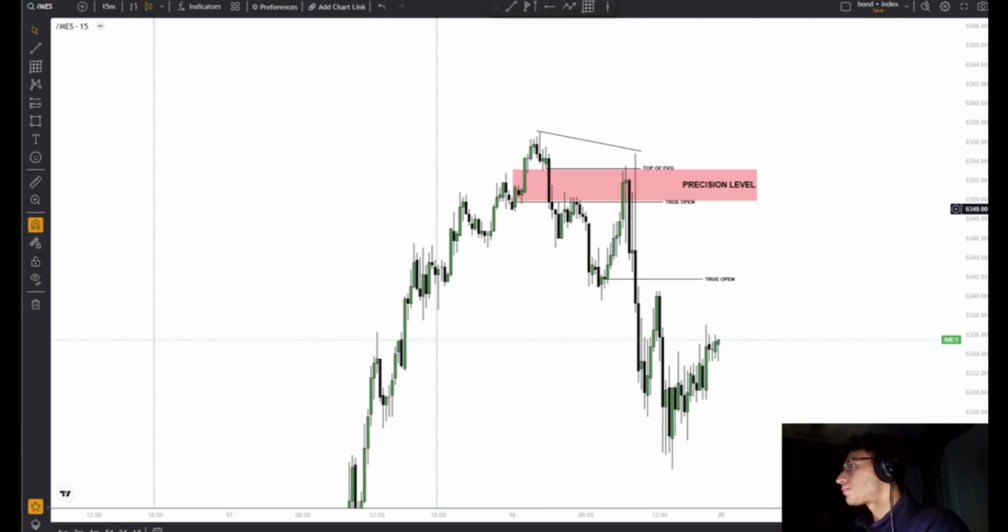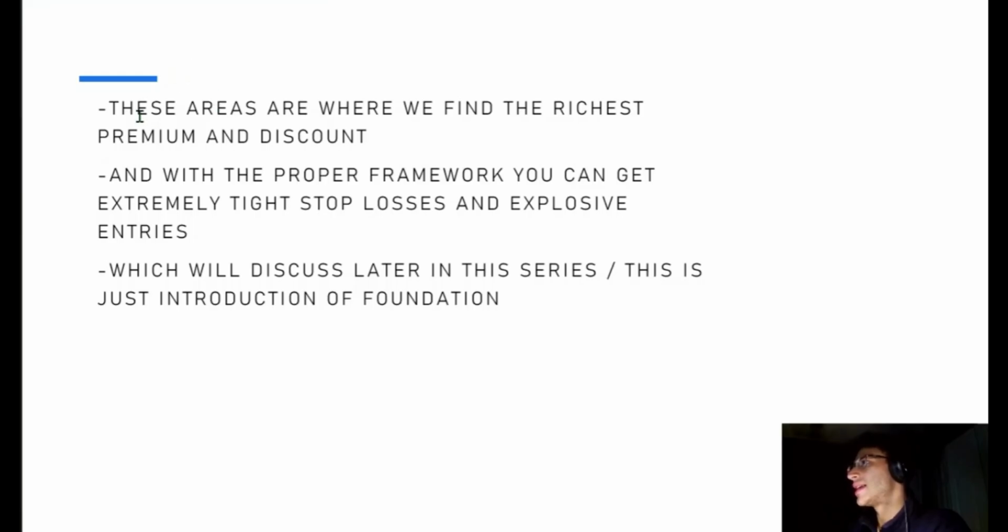And if you have the proper entry criteria, you don't even need anything too crazy. You can just get extremely accurate entries. These areas are where we find the richest premium and discount. And with the proper framework, you can get extremely tight stop losses and find extremely explosive entries. But this right here is foundational to my trading, foundational to my entries, and it has been extremely beneficial.